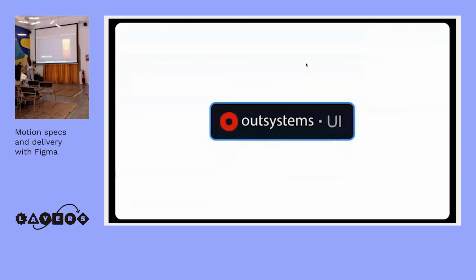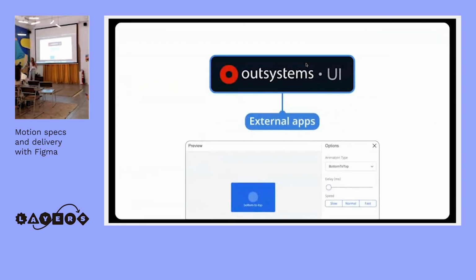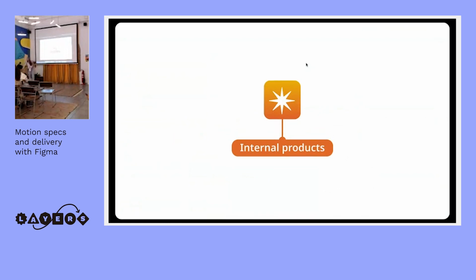So what we do. If you don't know OutSystems, which is my team, my company, we're kind of like Adobe. We make products for other people to create their own things. So we are a low-code platform. And we have OutSystems UI, which is for our external apps. But the design system that I'm talking about is for our internal products. So we are the design system of the internal products of OutSystems. Our design system is just for our internal products.